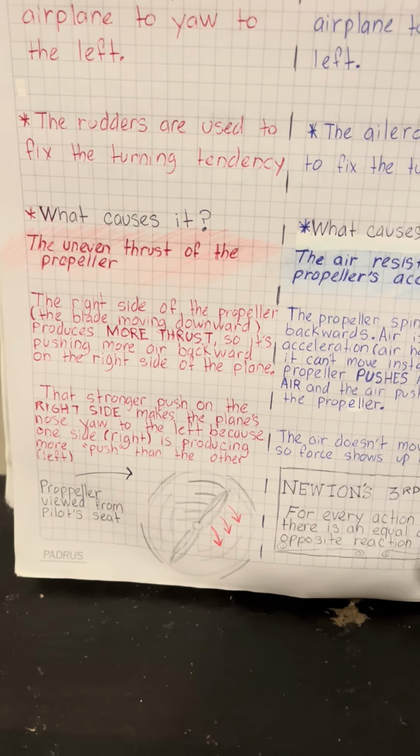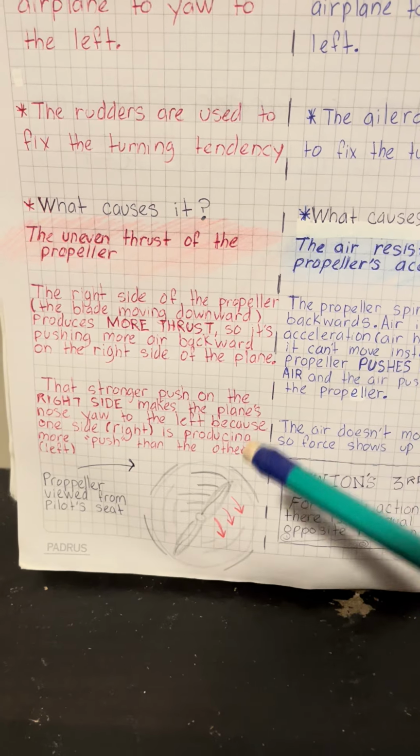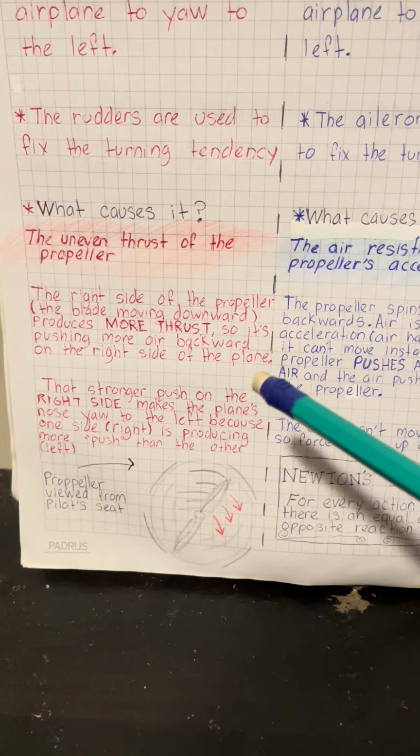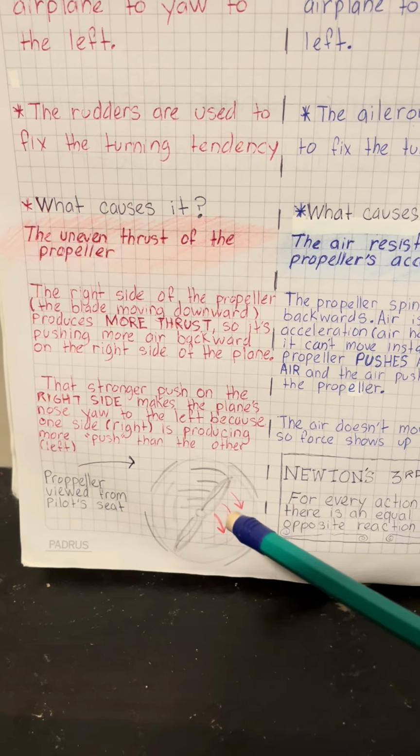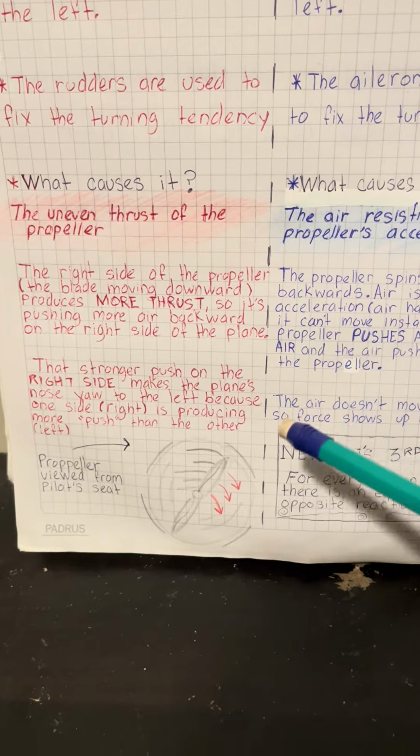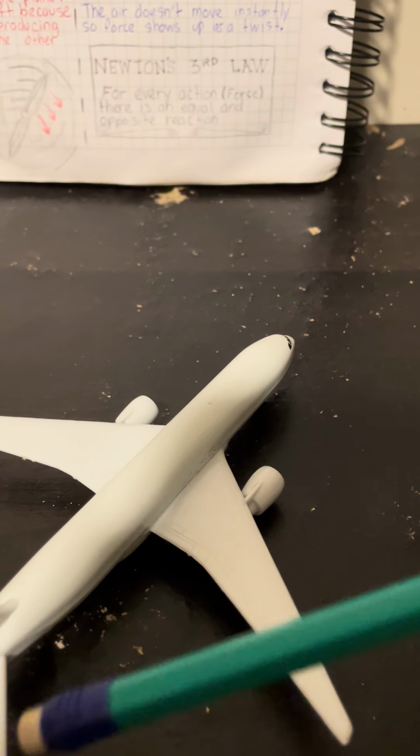Again, what is causing yaw? The uneven thrust of the propeller. Why? Because the right side is producing more thrust than the left side because it's taking bigger bites of the air, in simple words, and that air is being pushed to the right side of the plane.